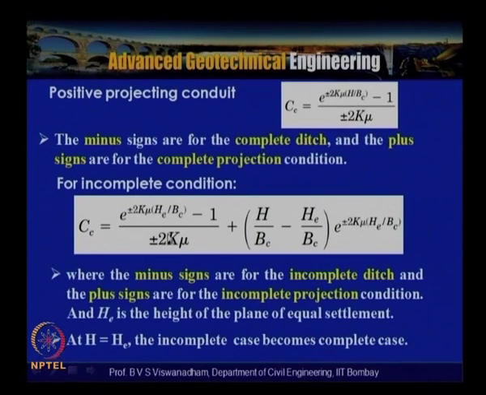So, at H is equal to He, the incomplete case becomes complete case. When H is equal to He, that means the height of embankment is equal to the height of the plane of equal settlement, then in that case the incomplete condition gets converted into a complete condition.